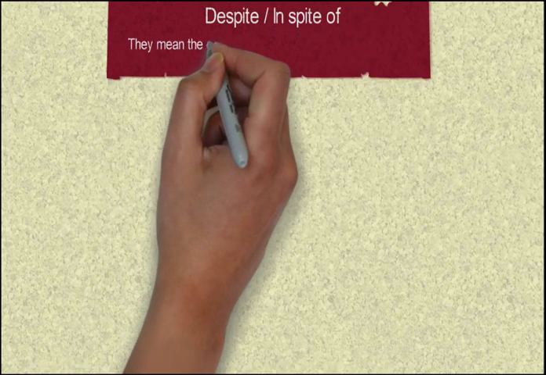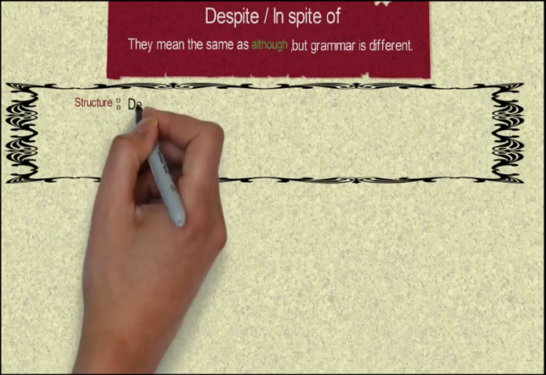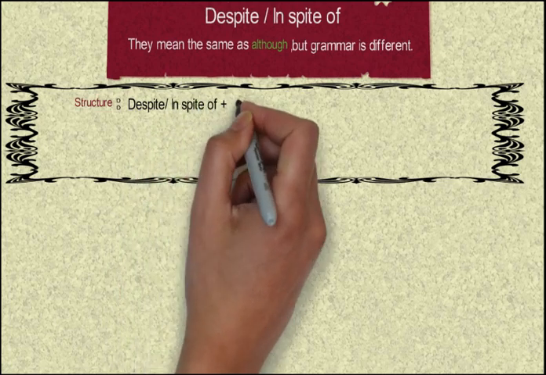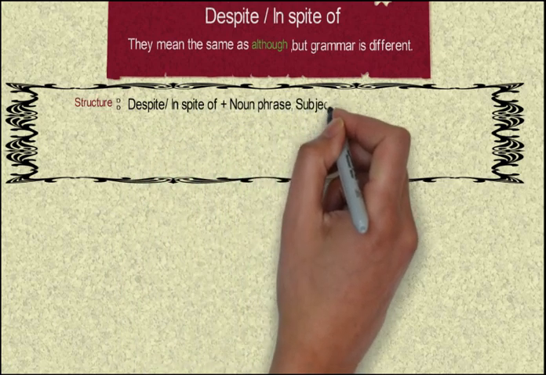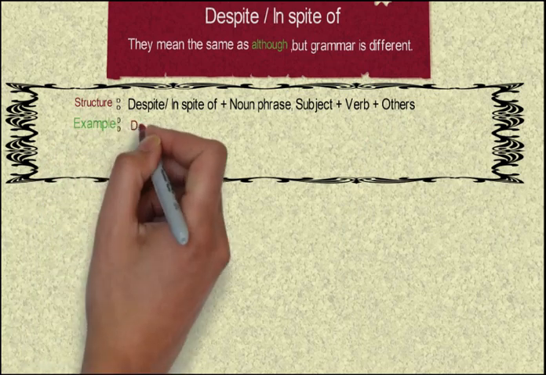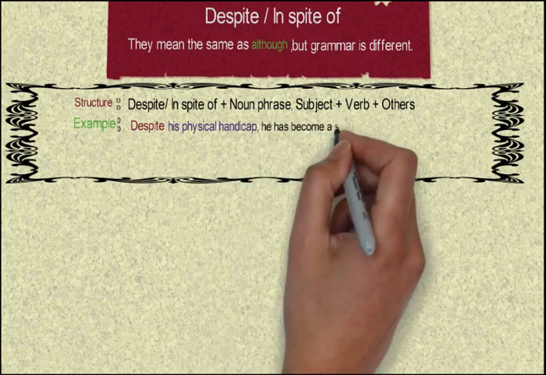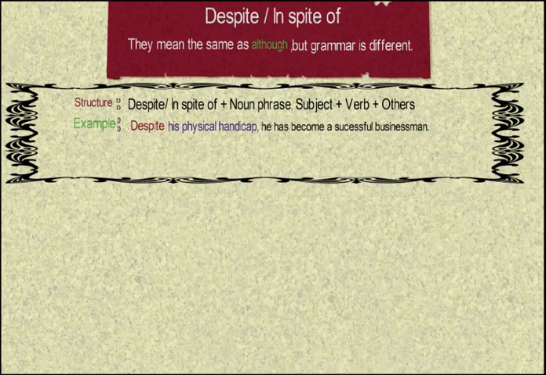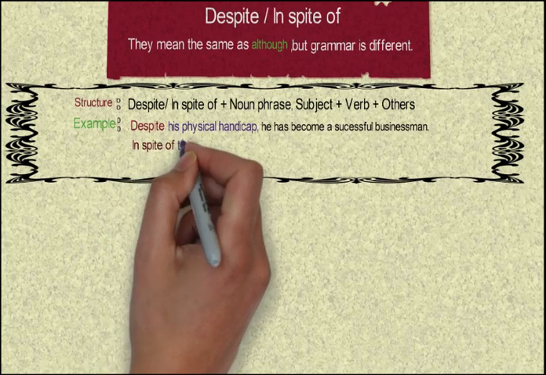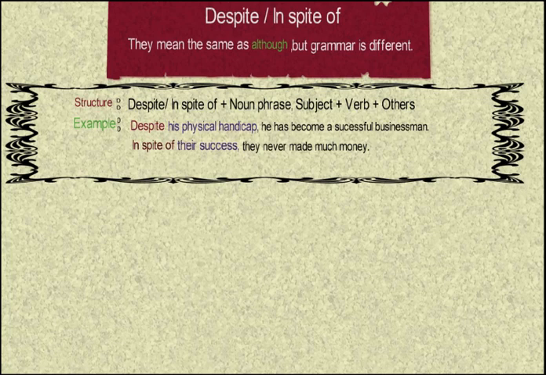Despite or in spite of. They mean the same as although, but grammar is different. Structure: despite or in spite of plus noun phrase, comma, subject plus verb plus others. Example: despite his physical handicap, he has become a successful businessman. In spite of their success, they never made much money.